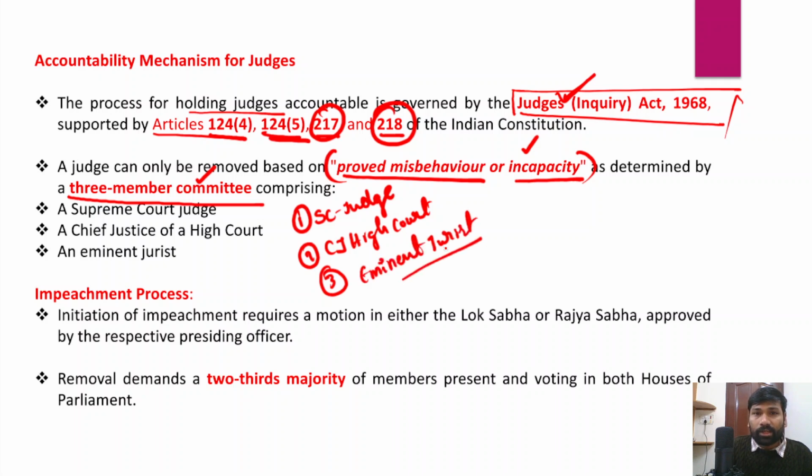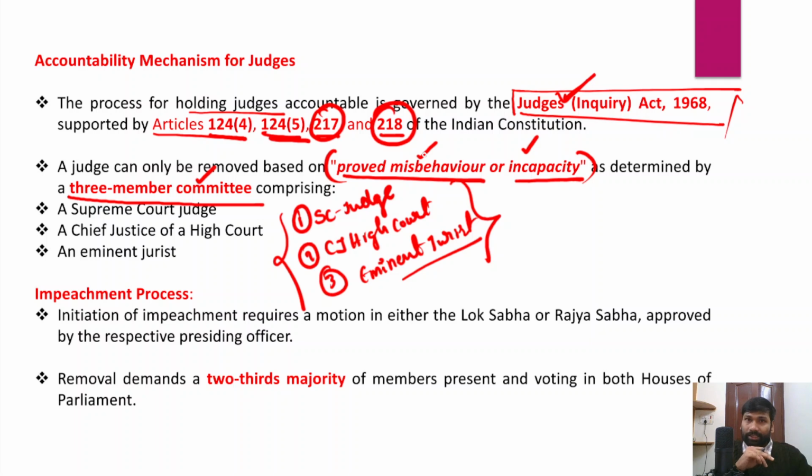So this particular committee will decide whether a judge of the Supreme Court or High Court is proved guilty of misbehavior or incapacity. Now generally, the process of removal of judges of the Supreme Court or High Court can be initiated by any house of the Parliament, whether it is Rajya Sabha or Lok Sabha, right?